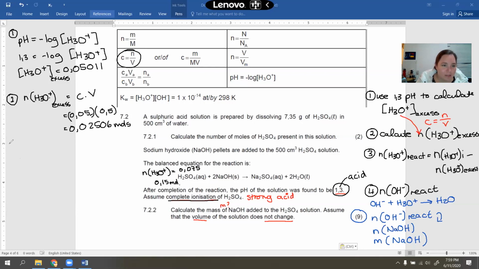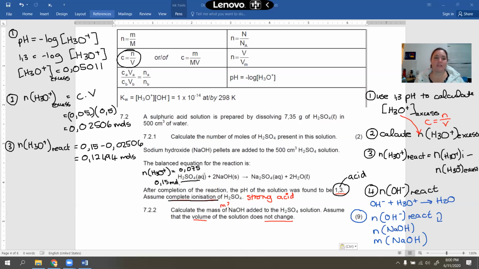Now I need to work out the number of moles of H3O plus that react. So I'm going to go back and say, well, we started with 0,15 moles from the mole ratio that we did here, where I did that example and I showed you that it was diprotic. So it's going to be 0,05 minus 0,02506. So I'm going to subtract those two, and I get the number of moles is 0,12494. I know I'm keeping lots of decimals, but that's okay. And that tells me my number of moles of H3O plus that react.